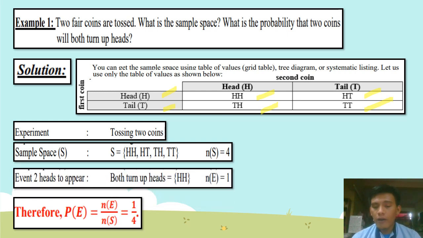And for our NE, that will be the events that occur. So both turn up heads, one possible outcome. That's why NE over NS will be our formula. One is our event, two heads to appear, so one possible outcome only. So 1/4, and that will be our answer.